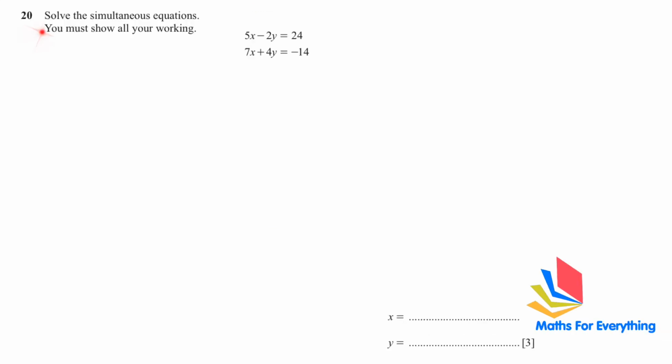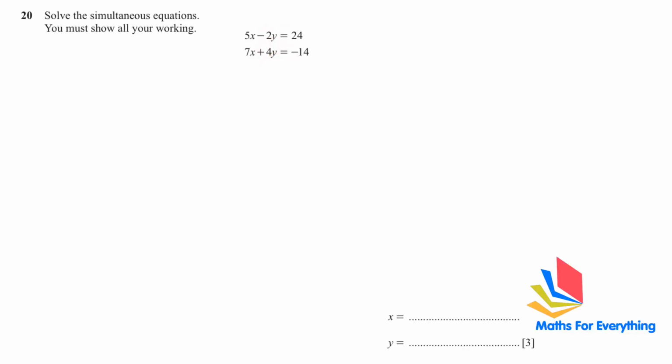Question number 20. Solve the simultaneous equations. You must show all your working. So first you have to decide which method you are going to use, substitution or elimination. If the coefficients are there, the substitution method will be very complicated, so we are going to use the elimination method. The second thing you need to decide is what you are going to eliminate first, x or y. My advice is choose the variable where you have different signs. So you have your negative and positive, so choose y. We are going to eliminate y.